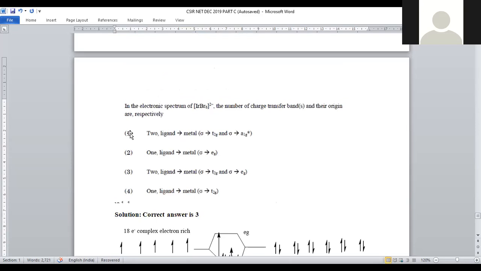Two bands, so options 1 and 3 are correct. Ligand to metal is also correct. Sigma to T2g, sigma to A1g, wrong. Sigma to T2g, sigma to eg, this is the correct one, because it is octahedral. The transition takes place from sigma electrons of the ligand into T2g of the metal, and from sigma electrons of the ligand into eg of the metal. That's why option number 3 is the right answer.